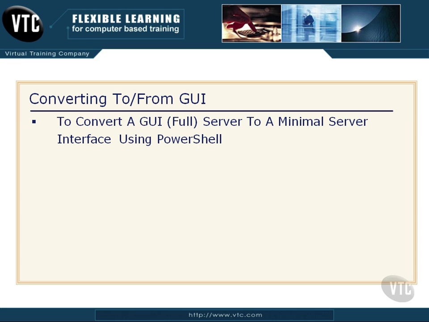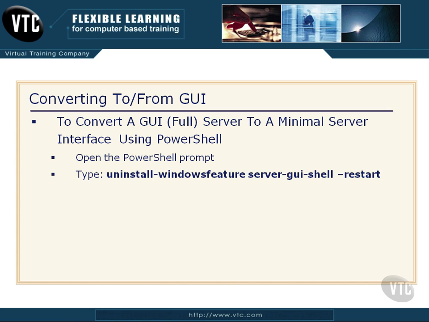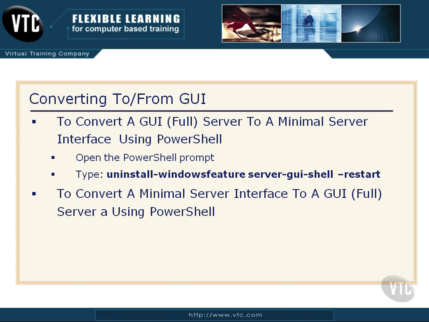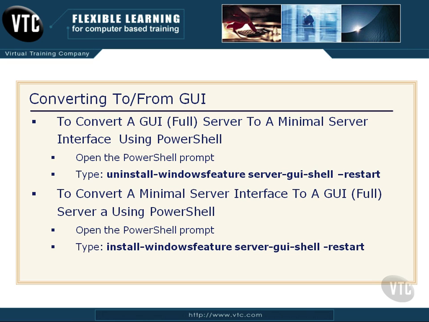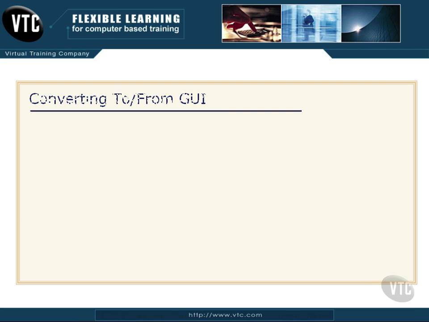Notice here, to convert a full GUI server down to a minimal server interface using PowerShell, we're just going to open the PowerShell prompt and we're going to type Uninstall-WindowsFeature Server-Gui-Shell -Restart. It will restart and you will have the minimal server interface. To convert a minimal server interface to a full GUI server using PowerShell, you're just going to do the opposite. Install-WindowsFeature Server-Gui-Shell -Restart, and you're right back.